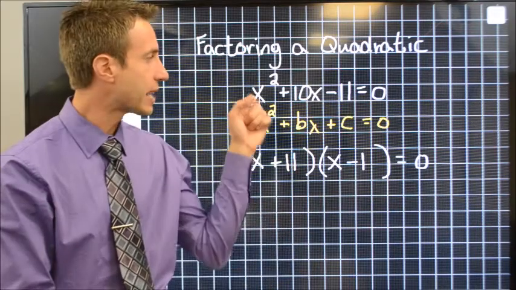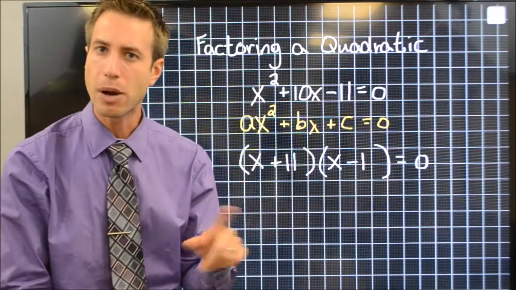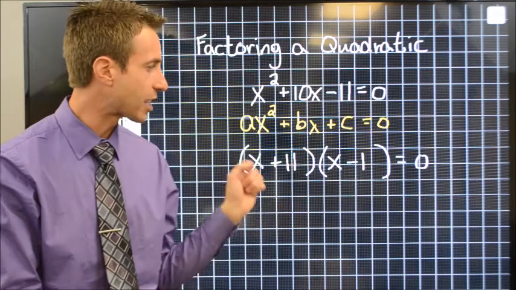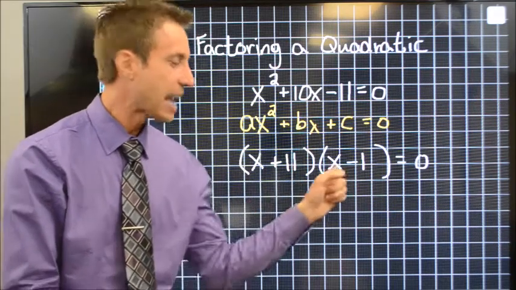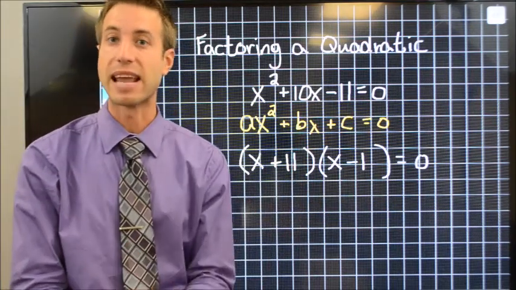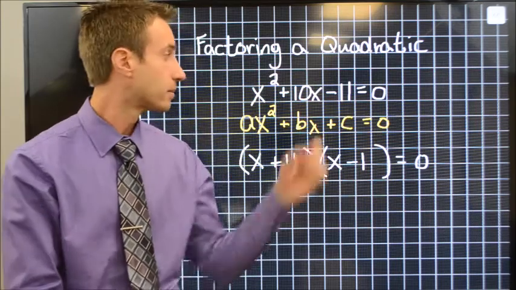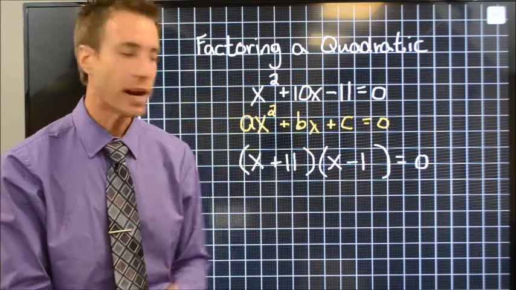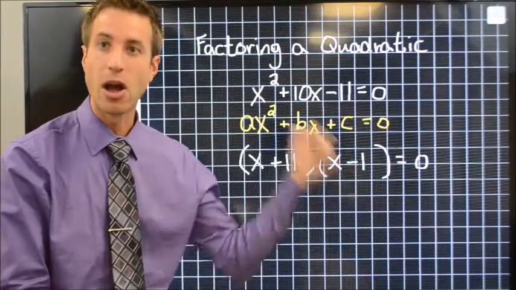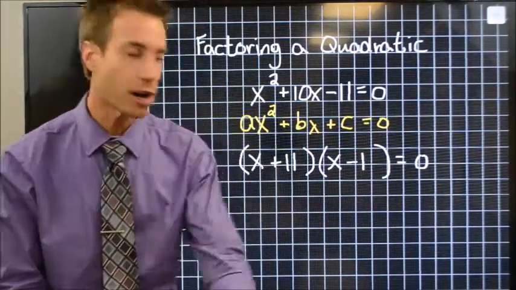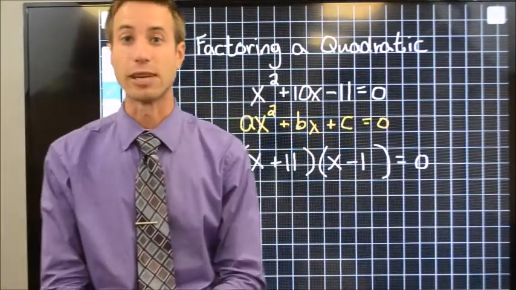Okay, great. So I know where the x squared and the minus 11 come from, but what about those middle guys? Well, remember, what I got was a negative x and an 11x. Well, 11x minus x is 10x. So what I see is if I were to FOIL this guy out, I would get right back to what I originally started with, and so I know that I factored it correctly.